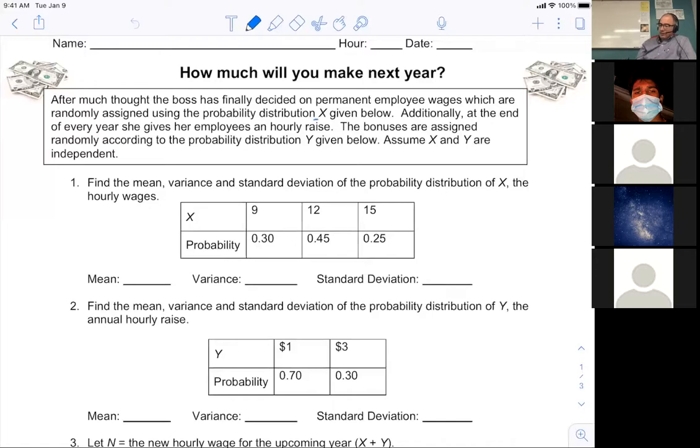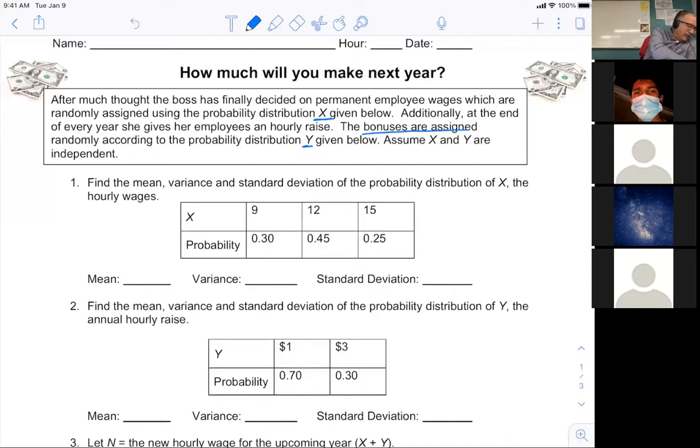So we have our variable X defined. Additionally, at the end of the year, she gives her employee an hourly raise. The bonuses are assigned with a Y. So assume that X and Y are independent of each other. We have a probability distribution. What's going to be my typical wage, and what's going to be the variance, and what's going to be the standard deviation?